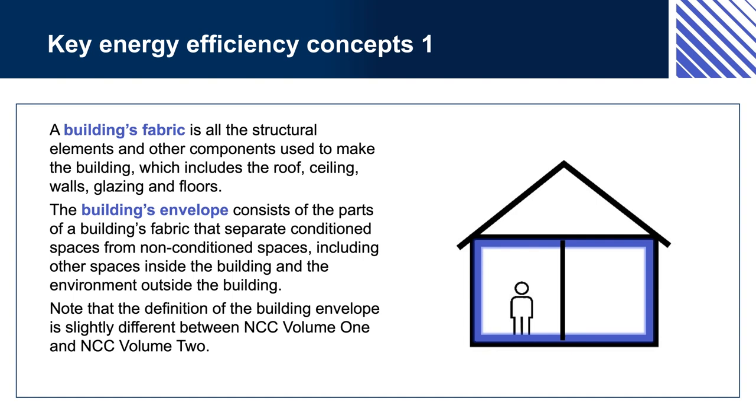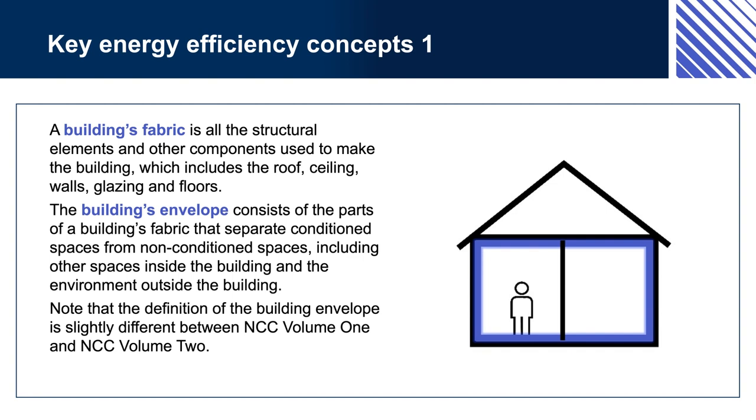This helps to maintain a comfortable temperature in the conditioned spaces and reduces the need to use energy to heat and/or cool the building. Using appropriate materials in the building fabric, along with appropriate insulation, can help to limit unwanted heat flow and reduce the amount of energy needed to heat or cool the conditioned spaces in the building.